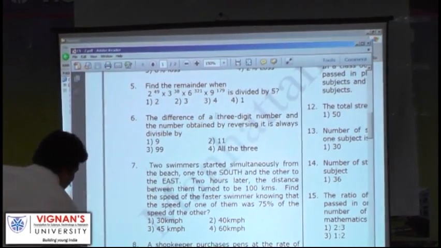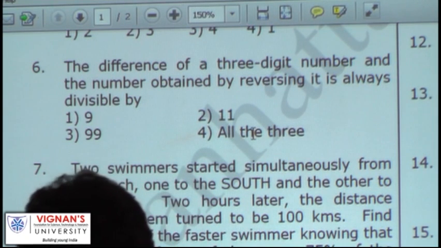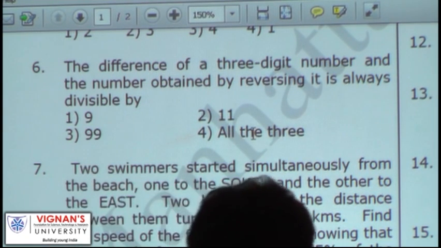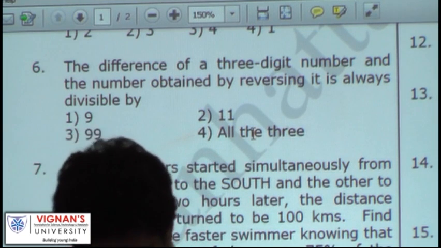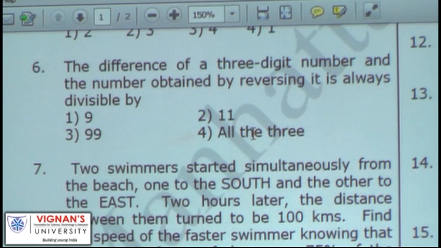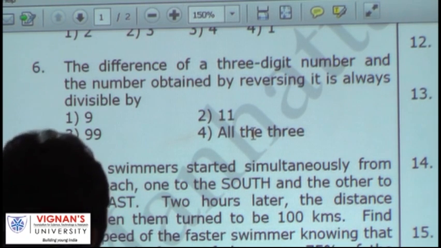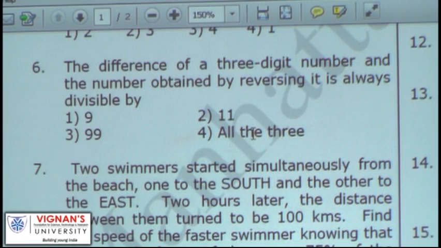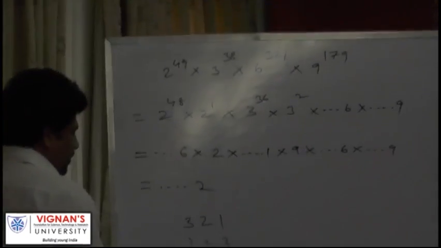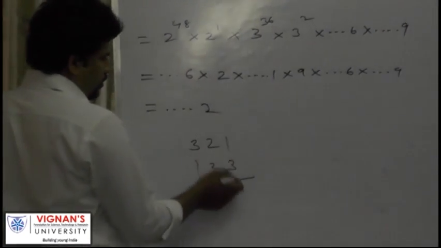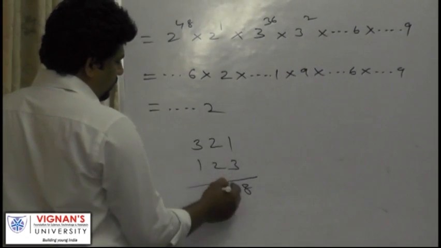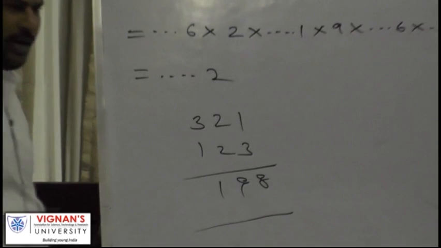Next one. The difference of a 3-digit number and its reverse. Take a 3-digit number, 1 2 3. Take 1 2 3 and try to find out. What is the reverse of 123? 3 2 1. 3 2 1 minus 1 2 3. What is the difference? 198.